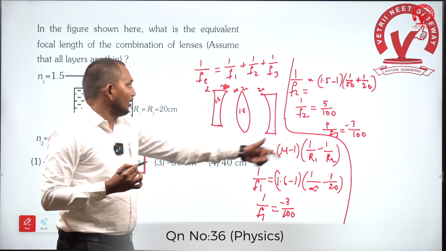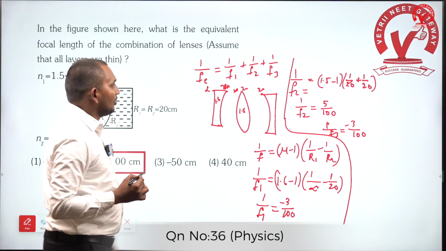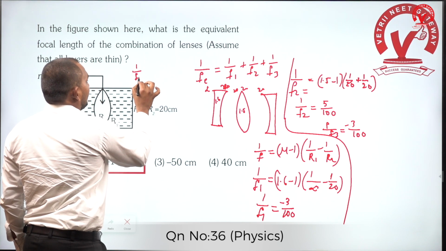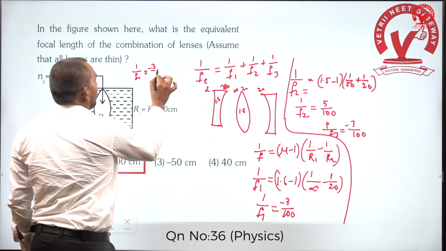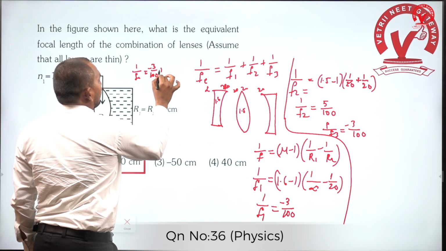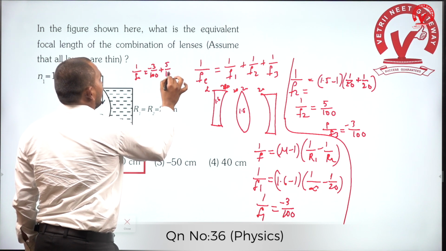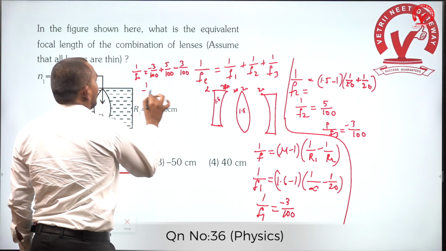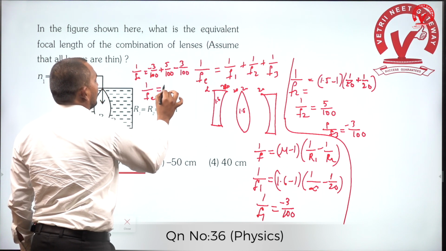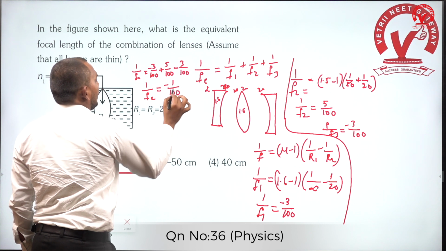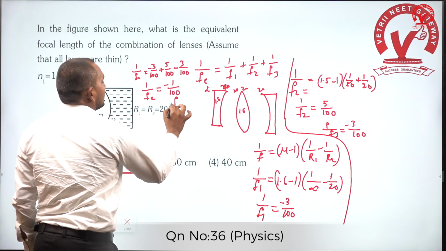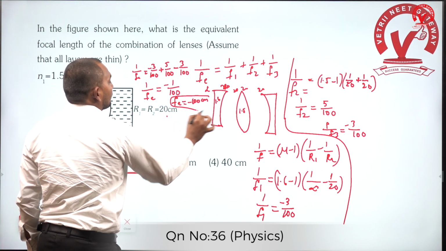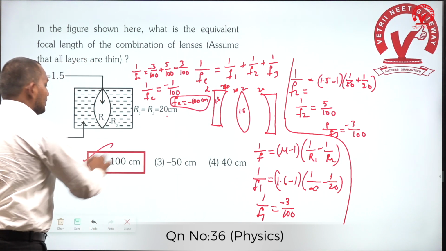We want to find out the total combination. So 1 by f equivalent is equal to minus 3 by 100 plus 5 by 100 minus 3 by 100. So 1 by f equivalent is equal to minus 1 by 100. f equivalent is equal to minus 100 centimeters. So our option is 2.